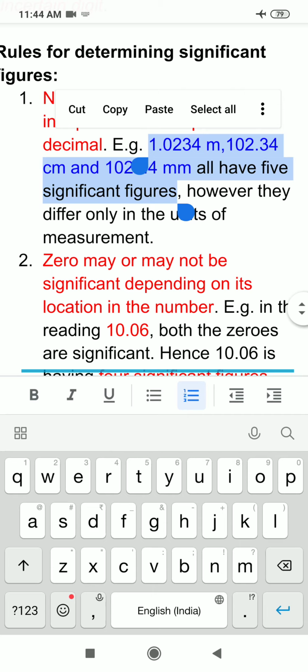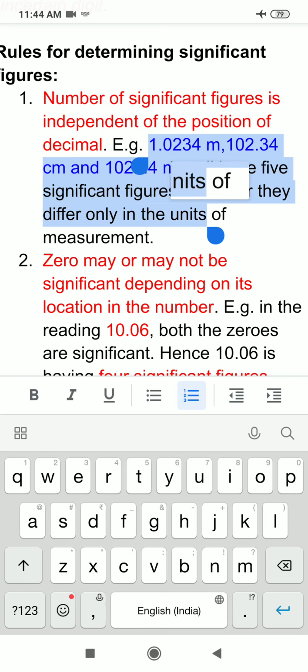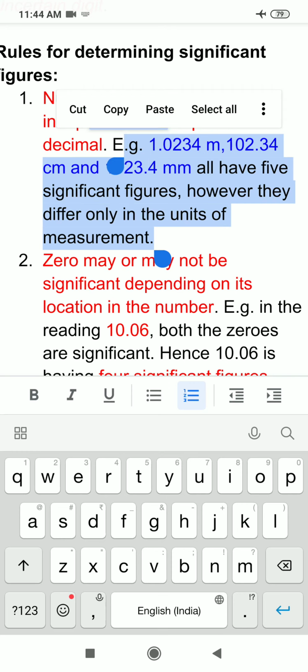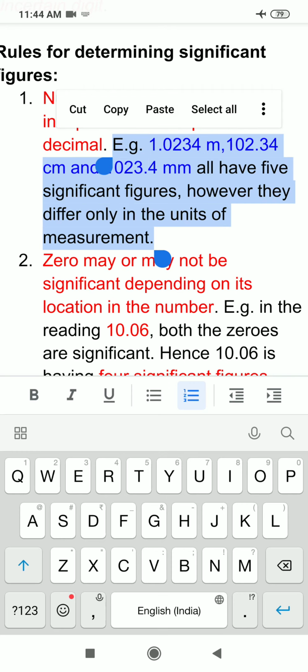So in first you can see there are 4 decimal places, in the second there are 2 decimal places, and in the third there is only 1 decimal place. So all 3 differ in decimal place, but in spite of that all are having same number of significant figures. Means all are having 5 significant figures. So I can say that number of significant figures is independent of the number of decimal places.